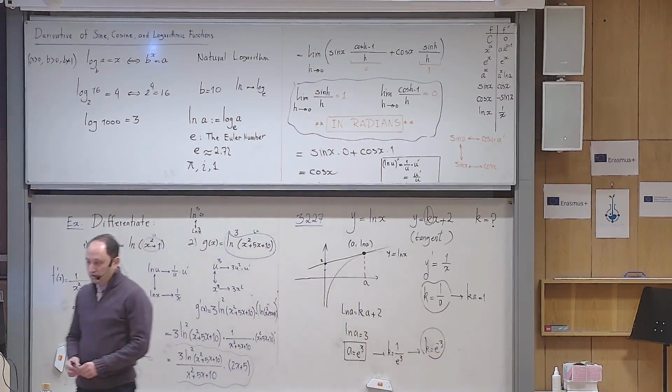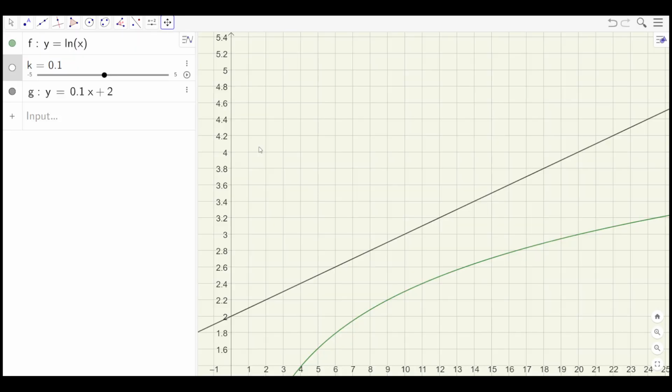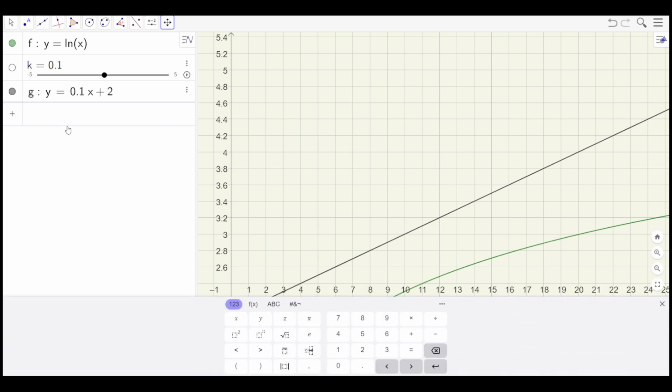Okay, but if you want, I can come back here to the GeoGebra, and now we know that the k value is what? E to the power of minus 3. So if you don't mind, let me type it here. Y is equal to e to the power of minus 3. So let me use this virtual keyboard. Oh, sorry. E to the power of minus 3. Yes, I don't need the brackets here. And then go down and put x and then plus 2.